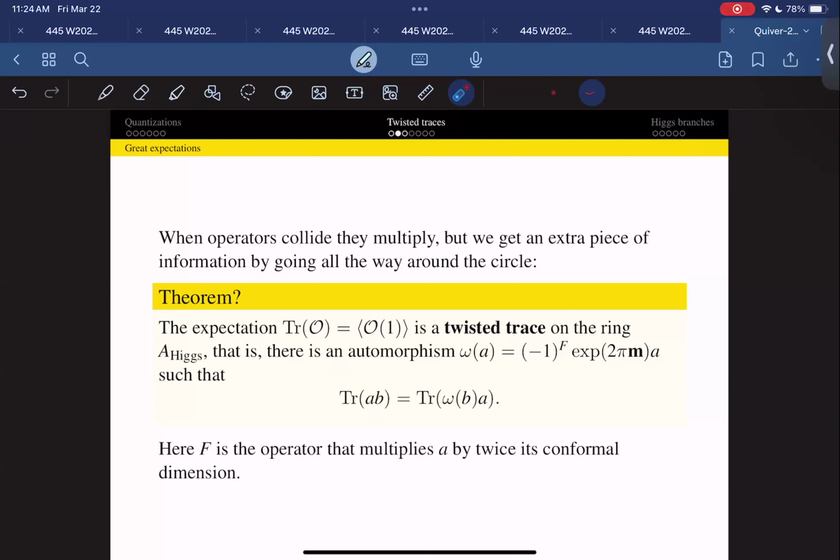Yeah, okay. The way I always remember this is that one of them is giving you the actual multiplication structure on the algebra, and the other one is an automorphism. It's like a flavor symmetry kind of thing. And of course, that's what you need in this twisted trace picture.